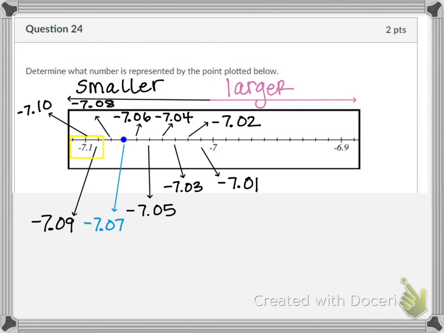So as we're looking at our pattern, -7.05, -7.06, -7.07, -7.08, -7.09, and then we finally land at -7.10, which is the same as -7.1. But if we go back and look at the blue dot we were focusing on, that would represent the number -7.07.